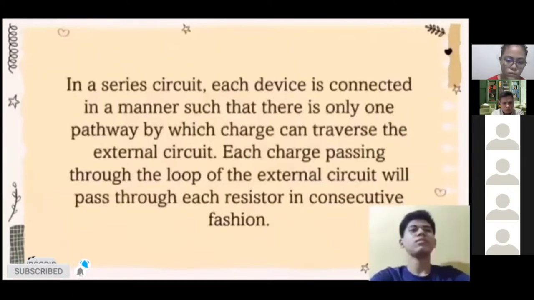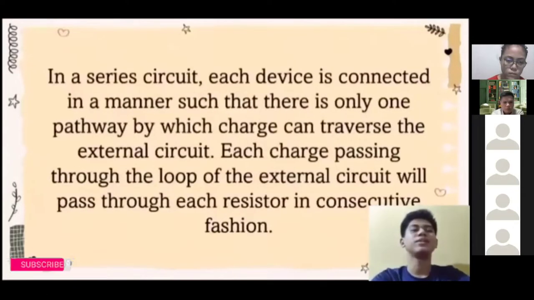So for our next discussion, it is all about the series capacitor. But before that, let us define a series circuit. In a series circuit, each device is connected in a manner such that there is only one pathway by which charge can traverse the external circuit. Each charge passing through the loop of the external circuit will pass through each resistor in a consecutive fashion.